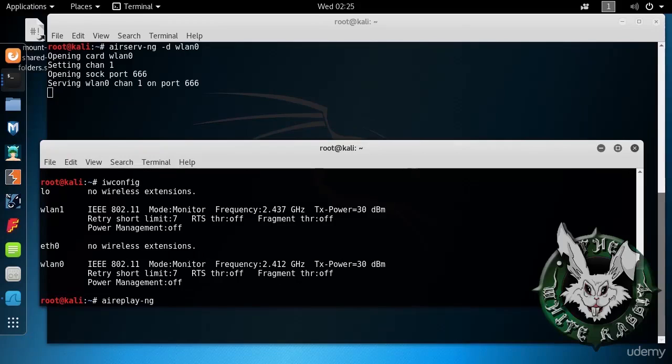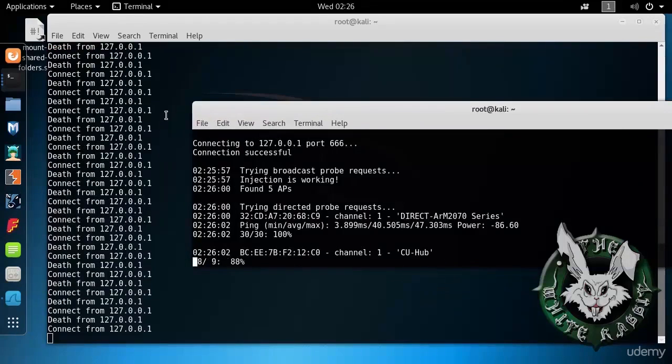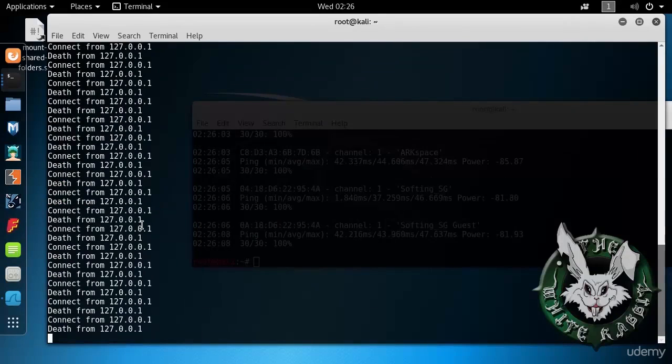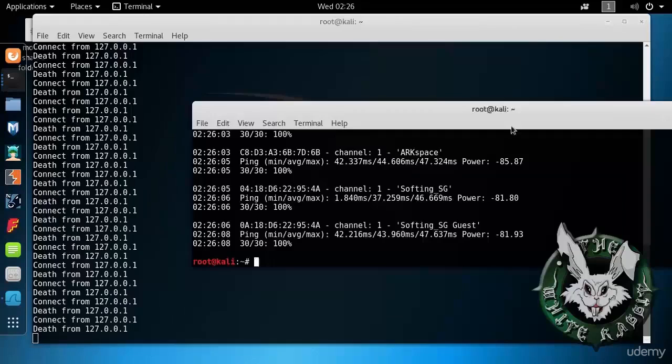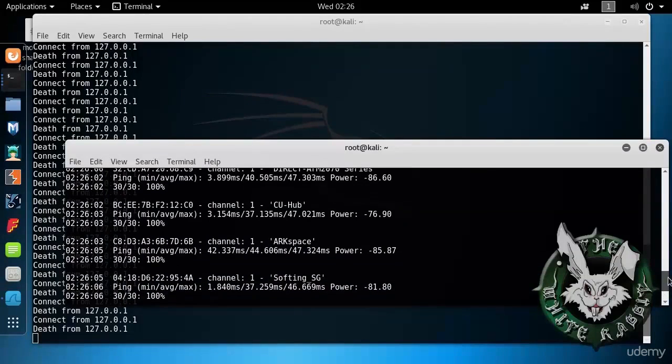and do aireplay-ng -9 and then loopback. So we see here the airserv-ng reporting the attacks happening, and in the other terminal we see that the injection tests are happening through airserv-ng.